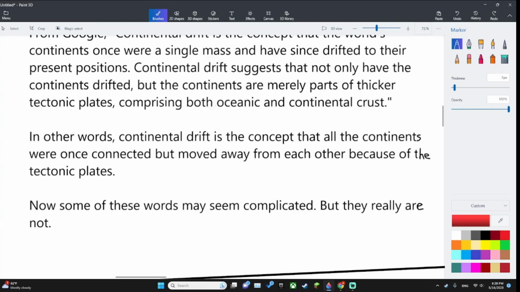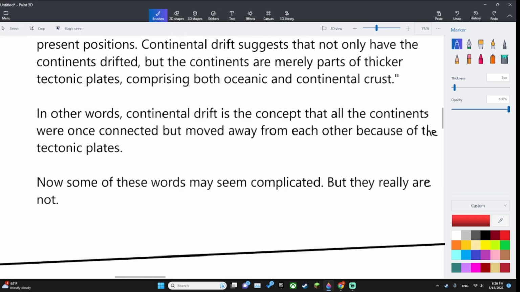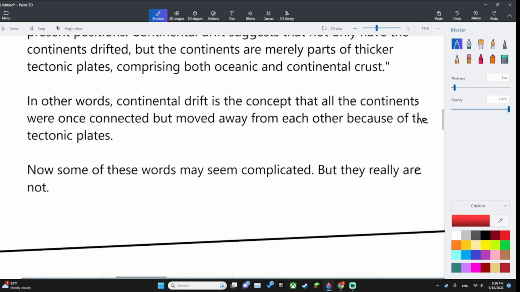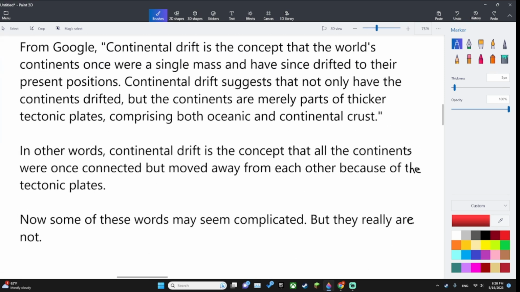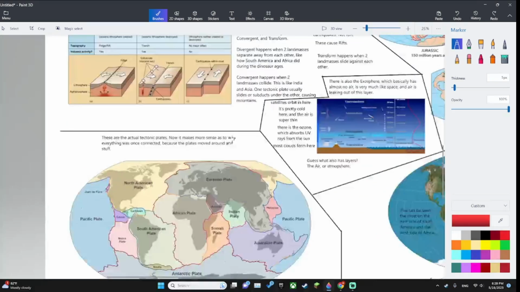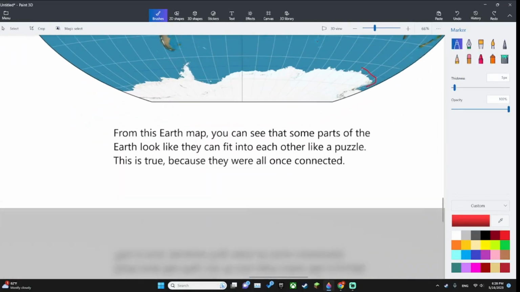But basically, in other words, continental drift is the concept that all continents were once connected but moved away from each other because of tectonic plates. So, Legos, a puzzle. Some of these words may seem complicated, like tectonic plates, continents, but they're not complicated. I'm in sixth grade. These are obviously not complicated terms.